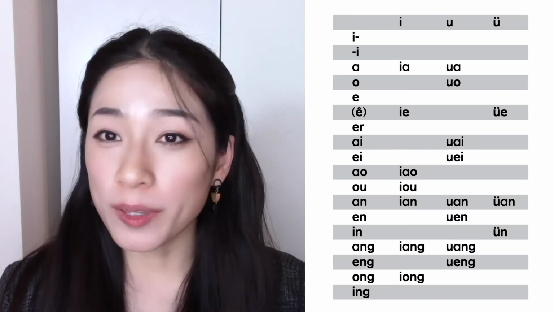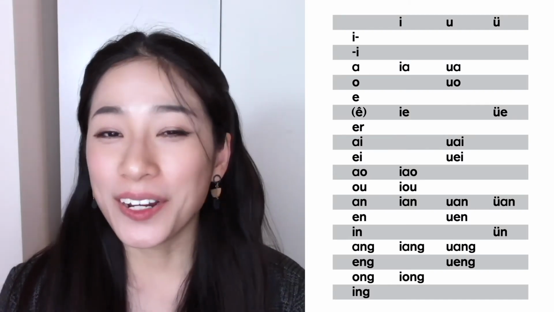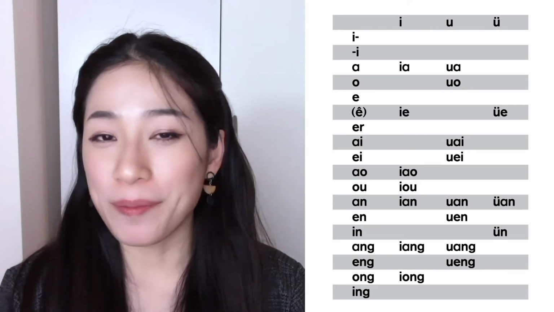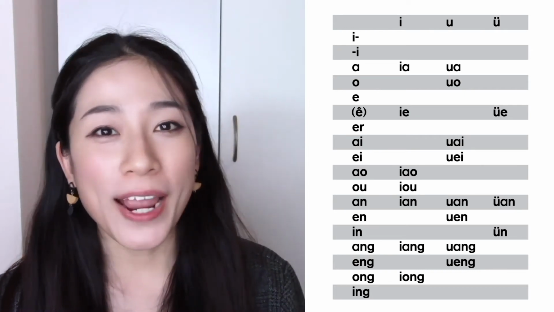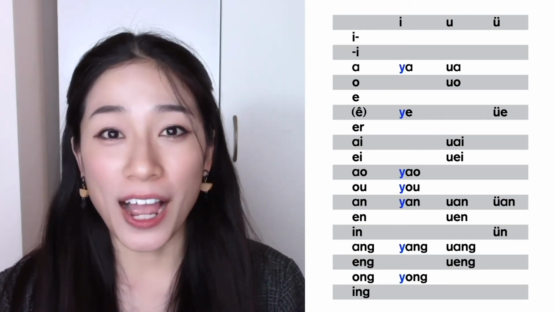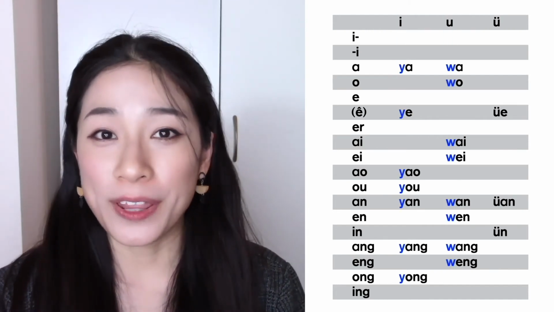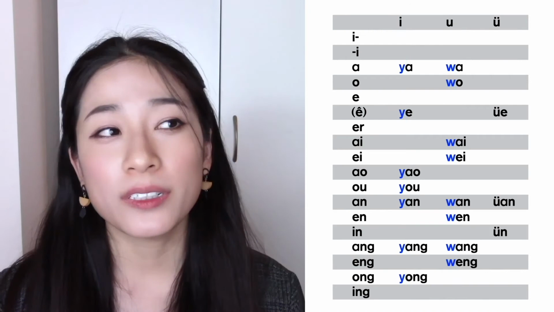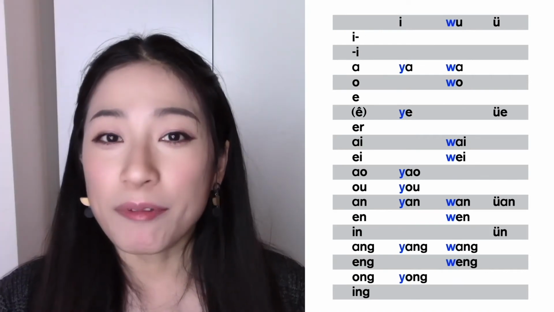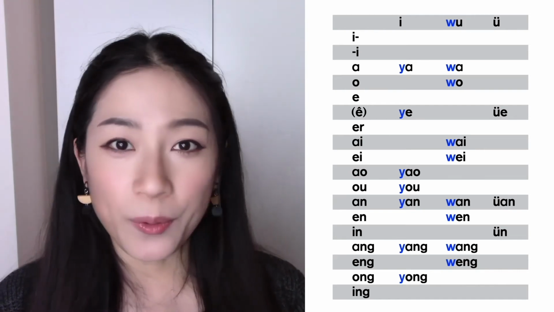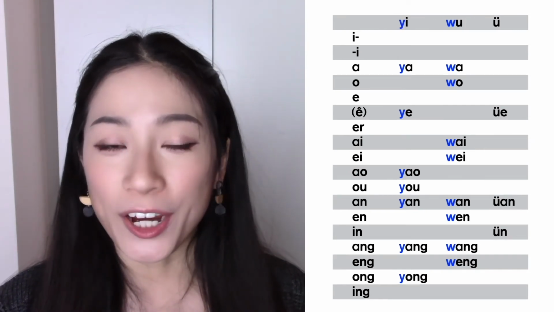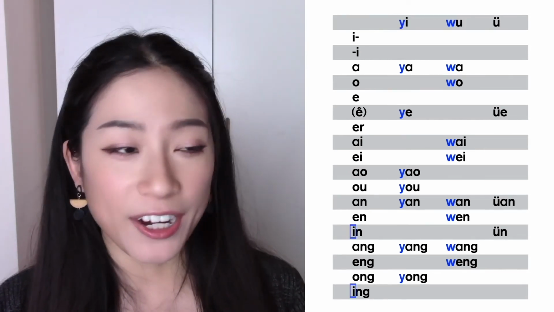Let's take a look at the usage of these two letters first. This is a table of all the pinyin finals. I know they look like a lot, but when we learn them in groups, they are not that hard to remember. Alright, so the letter Y and W are used to replace the letter I and U when there are no initials in front of these finals. And the letter W is required to be added in front of the single letter U, while letter Y is required to be added in front of this letter I.